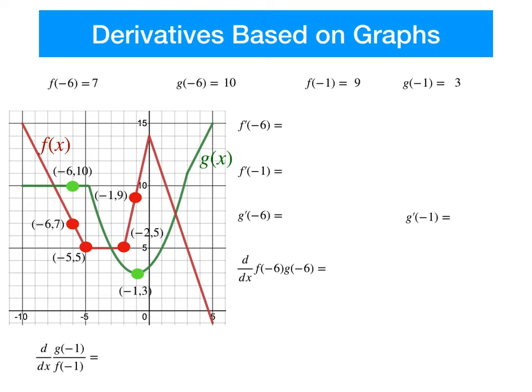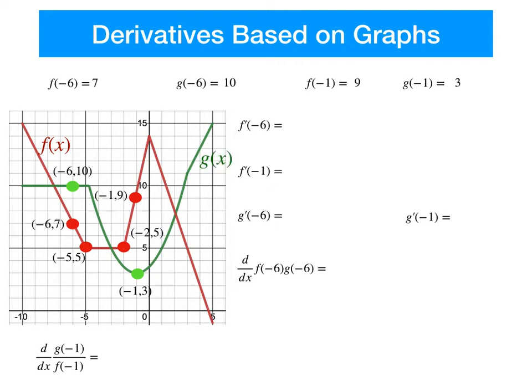In this short video, I'll introduce the idea of how to find the derivatives of certain functions based on their graphs. Alright, let's look at these two graphs. The red graph is the graph of the function f of x, and the green graph is the graph of the function g of x.